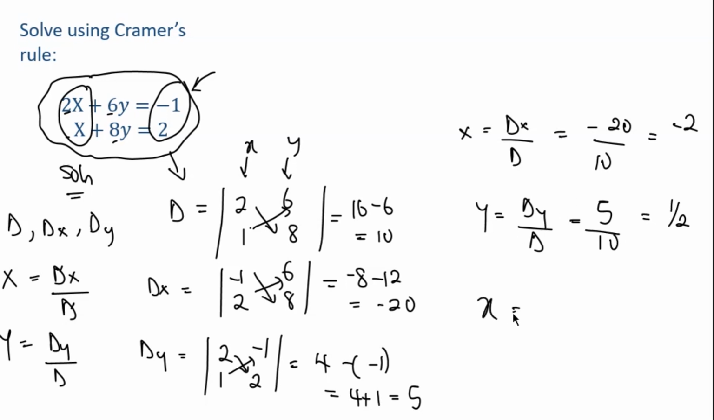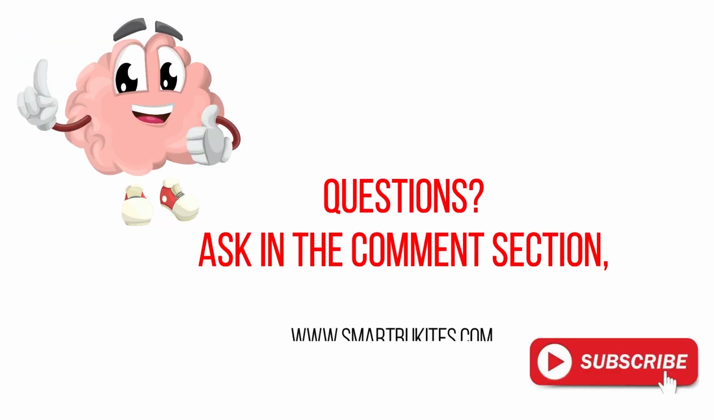So the value for x is what? Negative 2, and the value for y is what? 1 over 2. Our concept is clear.